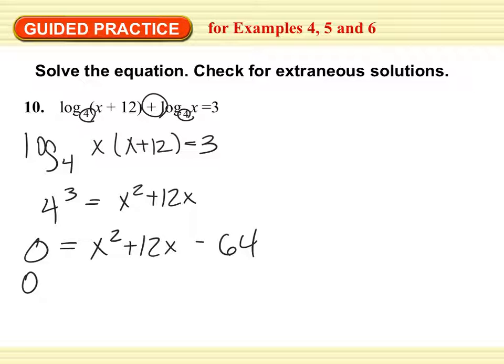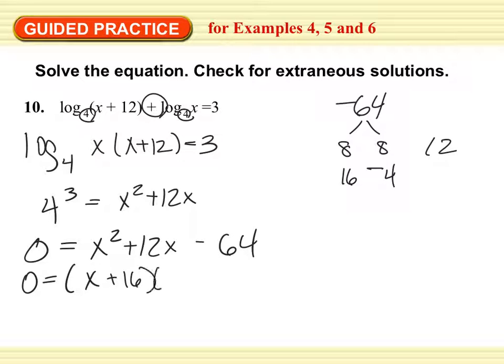Now I need to factor it. 0 equals x squared plus 12x minus 64. I need numbers that multiply to negative 64 and add to 12. 8 times 8, no. 64 divided by 12, nope. 64 divided by 4, 16 and 4. If I make that a negative, that gives me negative 64 and positive 12. Cool. So x plus 16, x minus 4. So x equals negative 16, x equals positive 4.